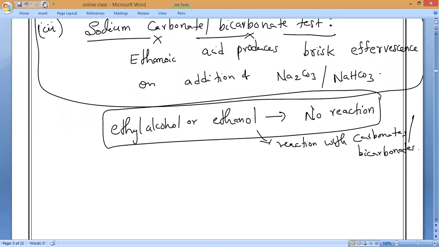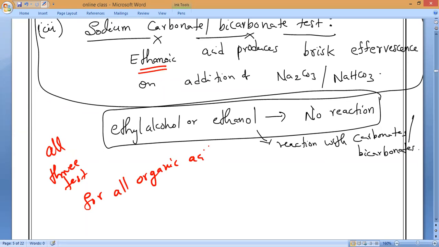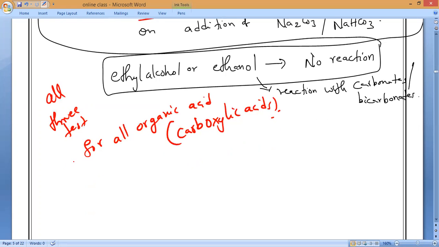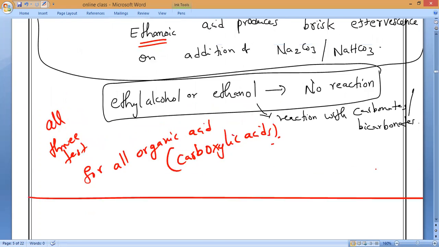Okay, and the same 3 tests we can use not only for ethanoic acid, but for all organic acids. What is another name for organic acids, by functional group? Carboxylic acids. So you have to remember it. Please make it. So these are the 3 tests for ethanoic acid or acetic acid. These are the properties of acetic acid. Hope everybody understands. Anybody can ask me any doubt.